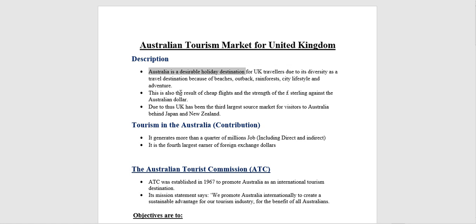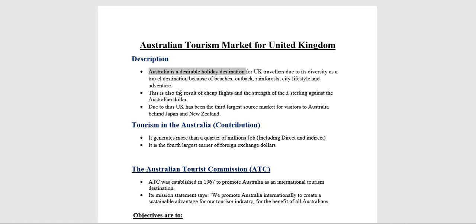Second point is, this is also the result of the cheap flights and the strength of the pound sterling against the Australian dollar, because if today you look at the currency value of the pound and the Australian dollar, what I can say is 1 pound is equal to 95 rupees and 1 Australian dollar is equal to 50 rupees. So there is almost a difference of half. So that is the reason the tourists of UK find more convenience to visit Australia for tourism purpose.